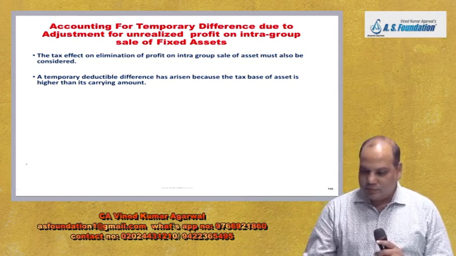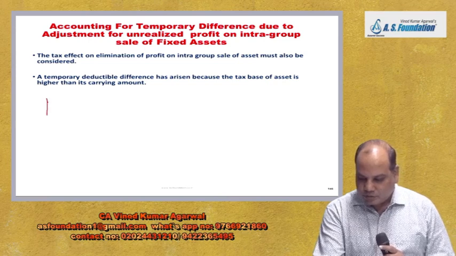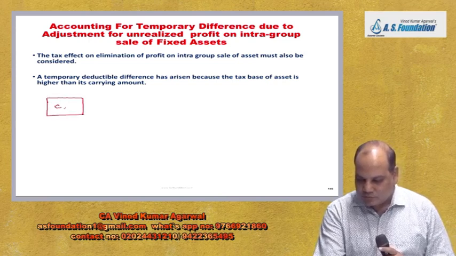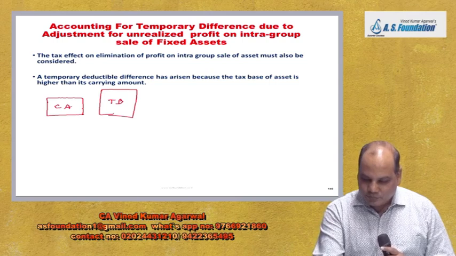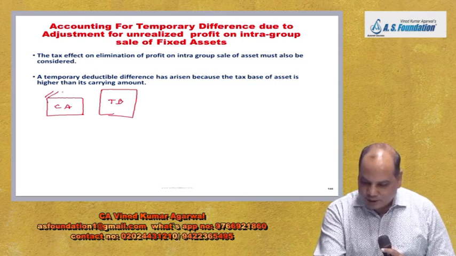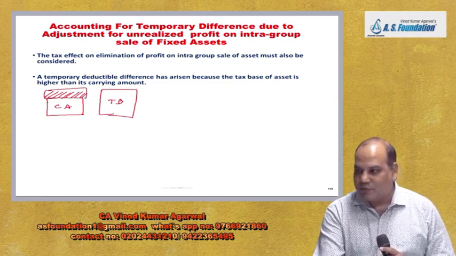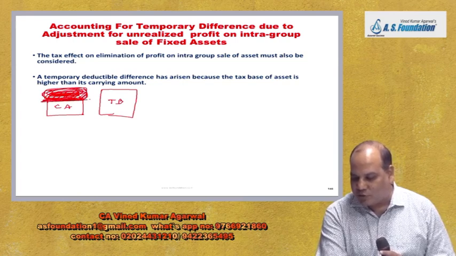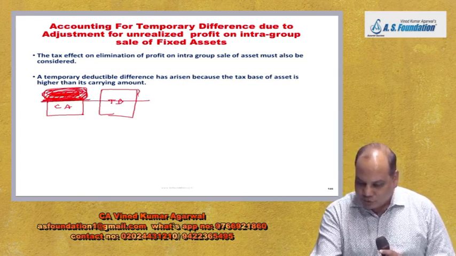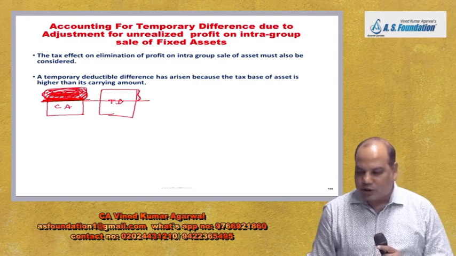So again understand, this is carrying amount, this is tax base. Sir, why carrying amount is lower? Because I have eliminated the unrealized profit. Is it right? So when I remove the profit component from the carrying amount, this portion gets eliminated. So carrying amount is lower than tax base. So on this portion we will have to create a deferred tax asset.